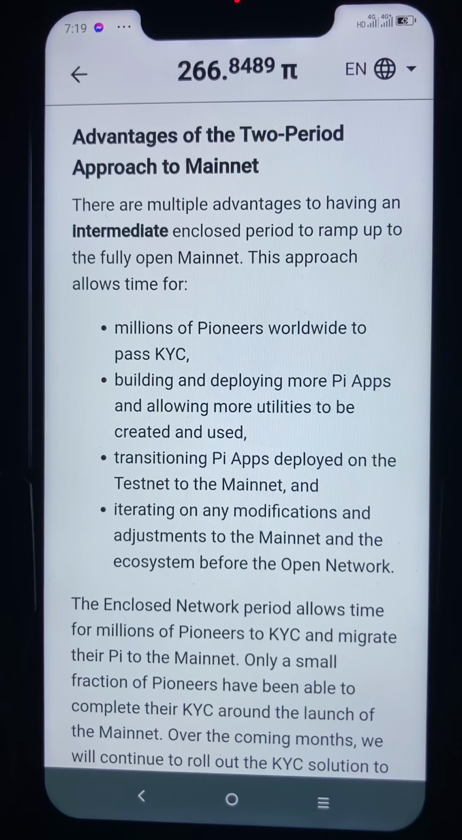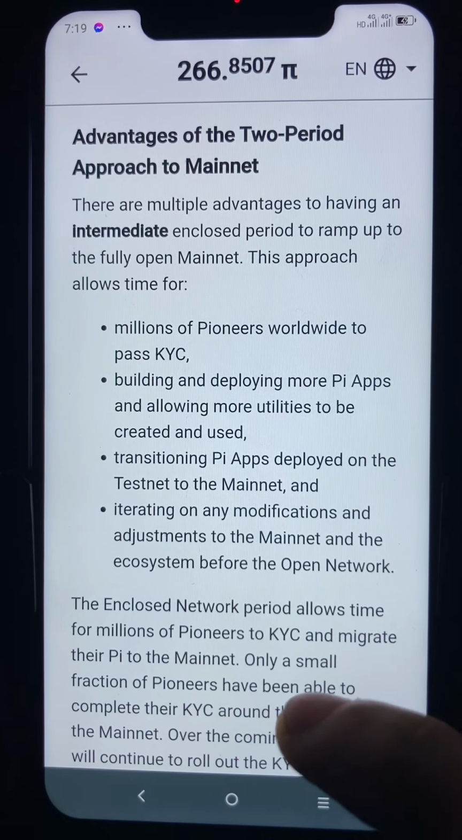So bibigyan ng time to transition yung Pi apps from the testnet, kasi marami ng Pi apps na they're testing their apps at the testnet, and then migrate na sila sa mainnet, and then iterating on any modifications and adjustments to the mainnet and the ecosystem before the open network. Galing, no? So that means talagang gusto nila smooth yung transition. Meaning kung meron mga bugs, dito na gagawin habang nandito tayo sa enclosed mainnet. So by that time na siguro mag full mainnet na, well-oiled machine na ang ating network.